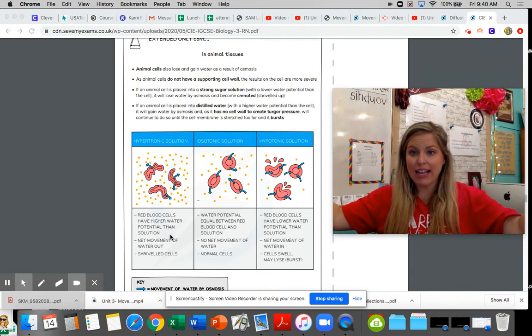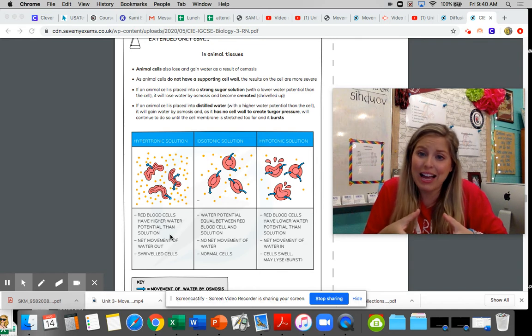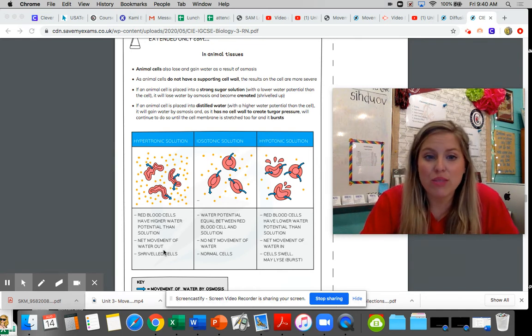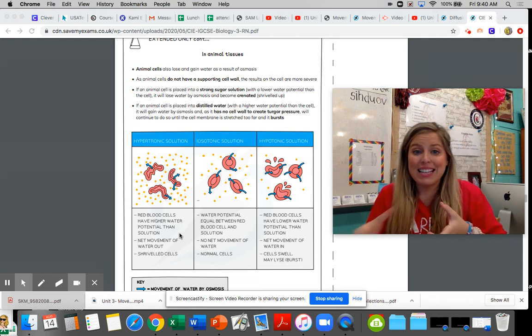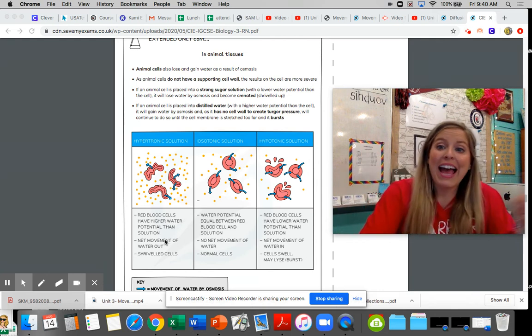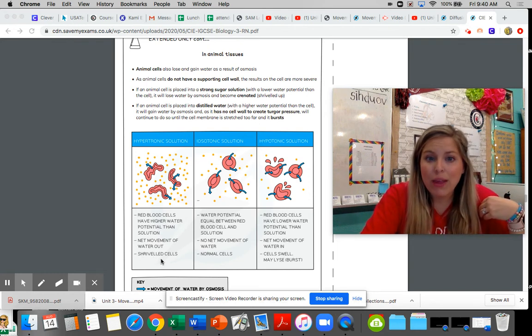Whatever is outside, there's not enough water outside. There's way more water on the inside of those red blood cells. What's going to happen is water's going to move from where it's got a higher potential inside the red blood cell out to the outside where it feels like it's needed. The result will be very shriveled cells, okay?